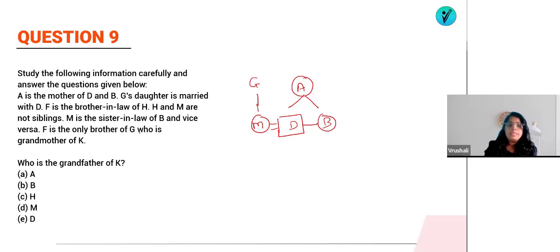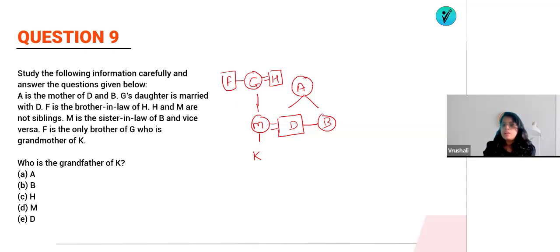F is the only brother of G, who is the grandmother of K. That means G is a grandmother, means G is a female member. She has one daughter M and is the grandmother of K. So, is there anything given? Yes, they were saying that F is a brother-in-law of H. That means G must have a husband H, so that F will be the brother-in-law.